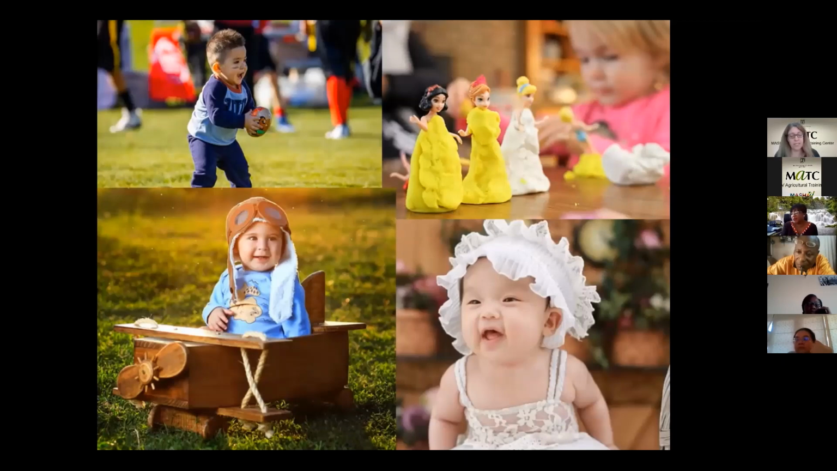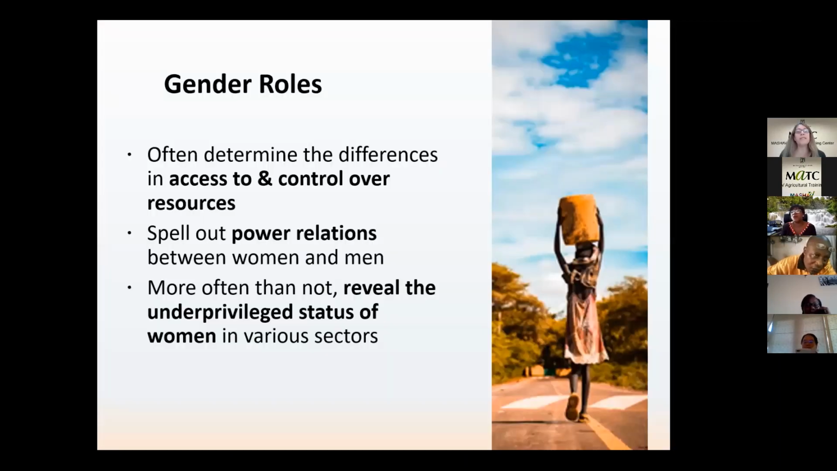All of this socialization intensifies throughout our adolescence, and at the end of the process, we emerge as adults ready to assume the roles that society has attributed to us. But what is the problem? The problem is that gender roles often determine the differences in our access and control over resources. They spell out power relations between women and men, and more often than not, they reveal the underprivileged status of women in various sectors.